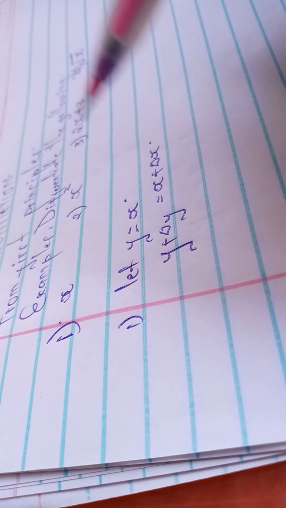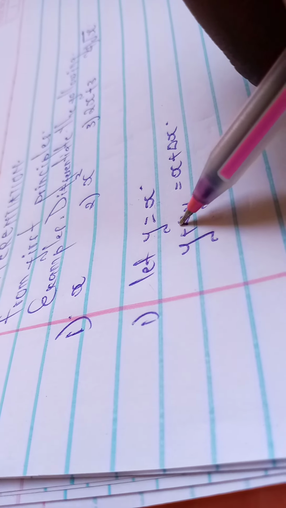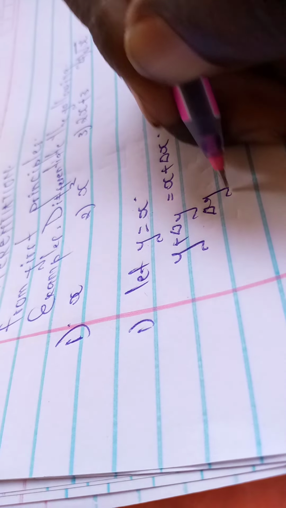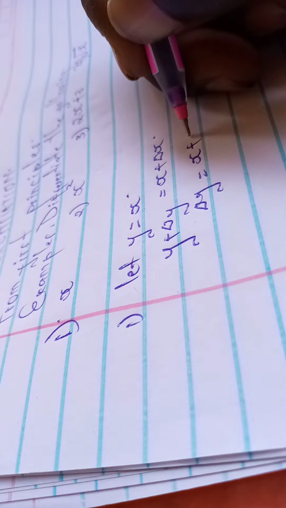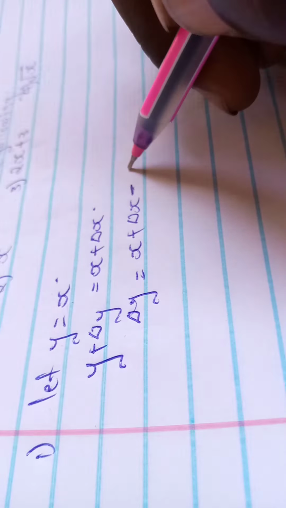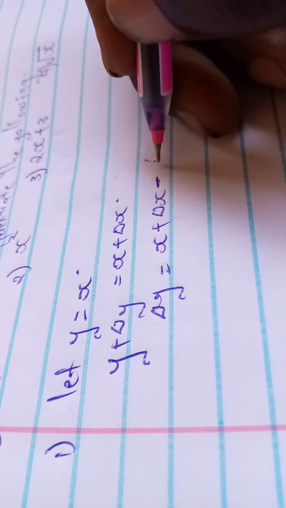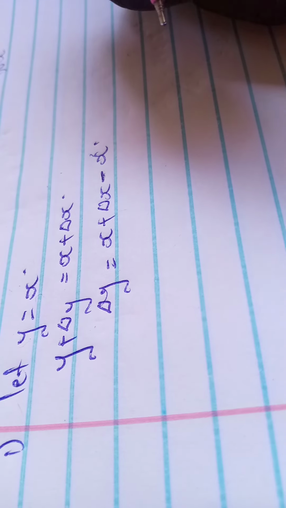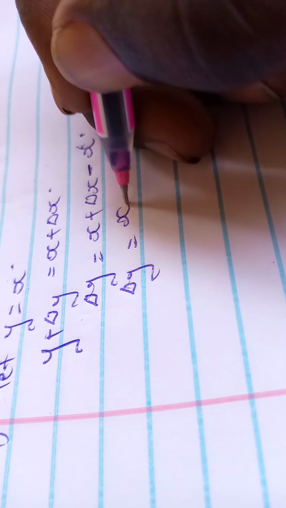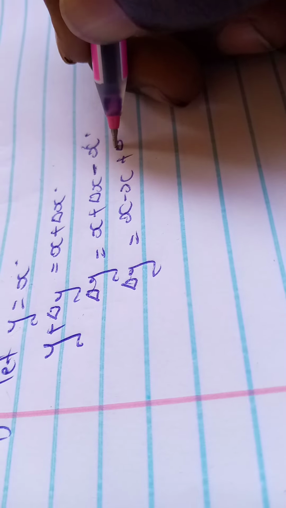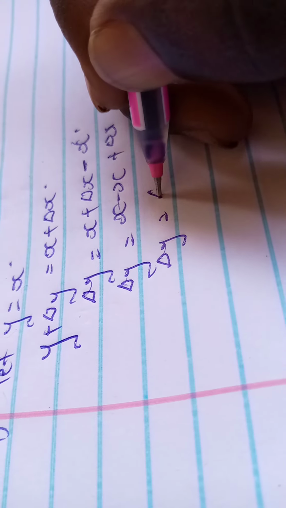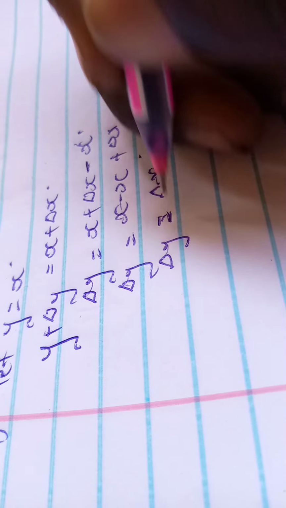So what we do next is we make the change in y the subject. We leave change in y this side and move this y this side. We remain with change in y equals x plus change in x minus y. Now what is our value of y? Our value of y is x. So we remain with change in y equals x minus x plus change in x. x minus x is always 0, so we shall remain with change in x.